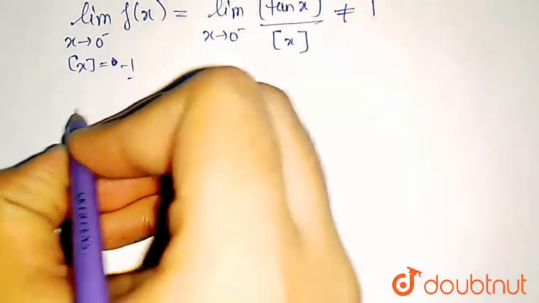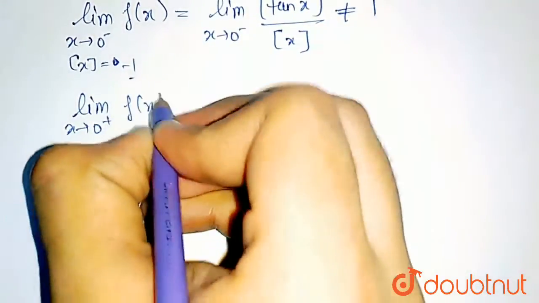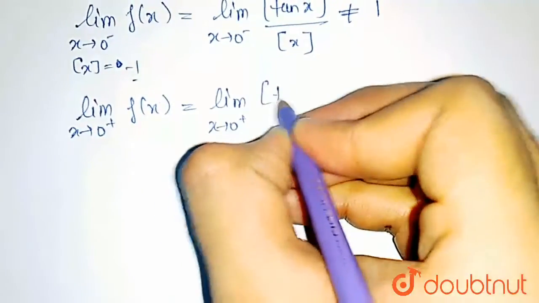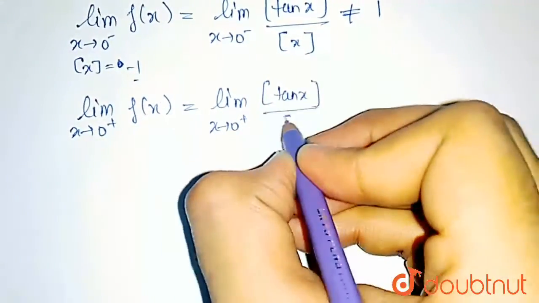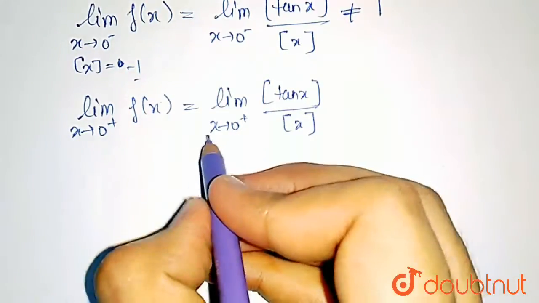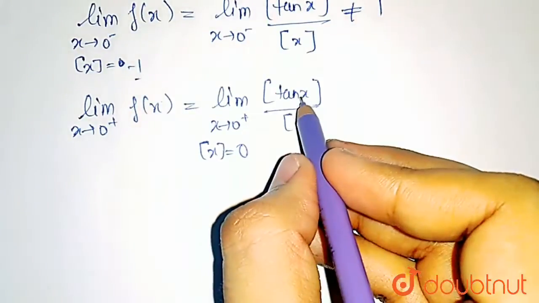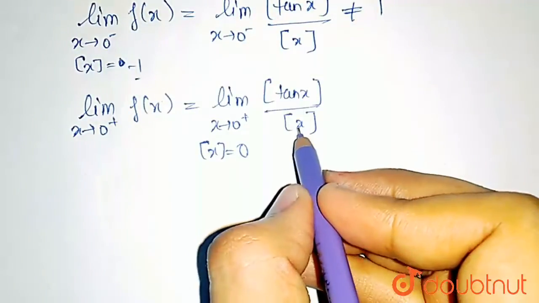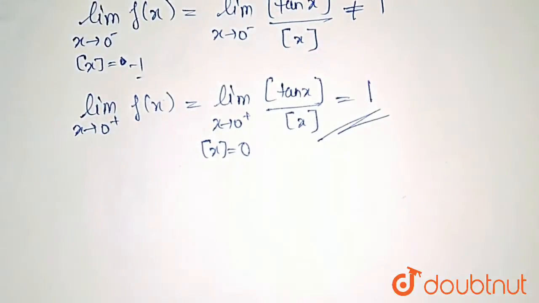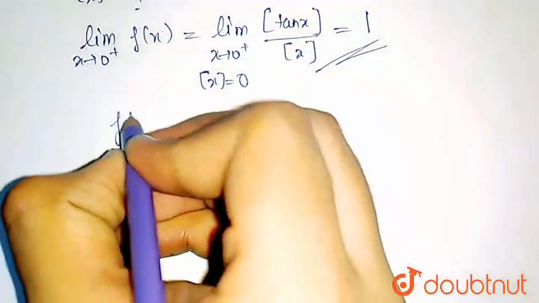Now let us take the second option. It says limit x tending to 0 positive of f(x). That would be again equal to limit x tending to 0 positive of the greatest integer function of tan x divided by the greatest integer function of x. Now if x is tending to 0 positive, its greatest integer function would be equal to 0. Here tan x is also tending to 0 and x is also tending to 0, so this would be equal to 1. This is correct.